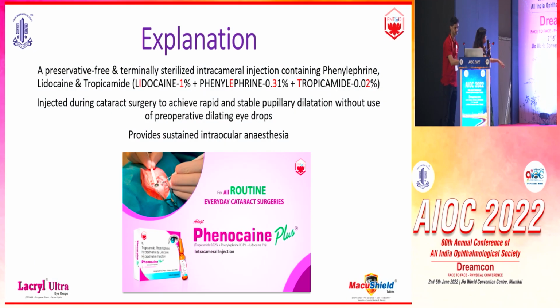So the answer is B, tropicamide 0.02, phenylephrine 0.3 and lidocaine 1%. So it is TPL. I think everybody knows Dr. T.P. Lani, TPL. And the way to remember is 0.02, 0.3 and 1. Another way to remember is lidocaine, I looks like 1, phenylephrine, E looks like 0.3, and tropicamide, P looks like 2. So that is another way of remembering it.